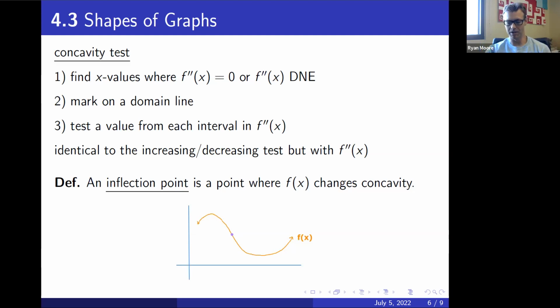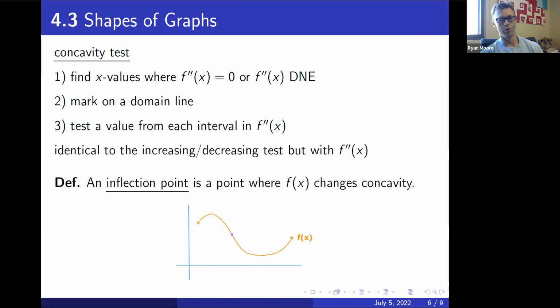The inflection point is the equivalent of the local max or min. A local max or min is where it changes from increasing to decreasing, whichever way it is. An inflection point is where it changes concavity.